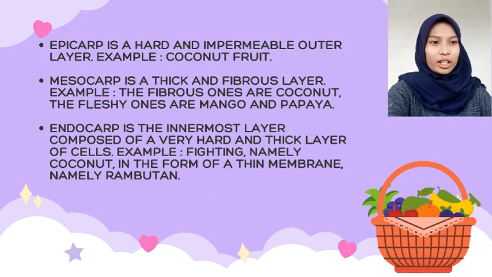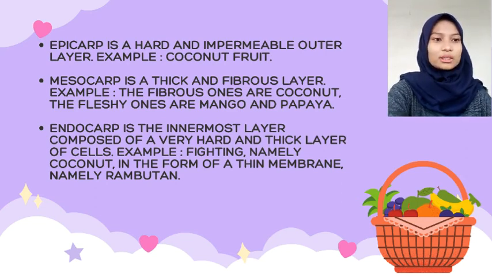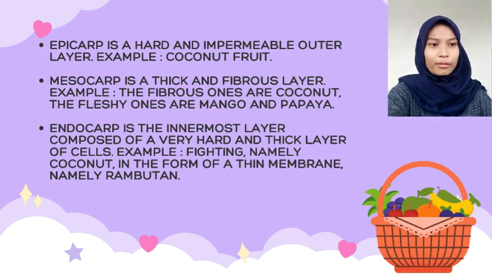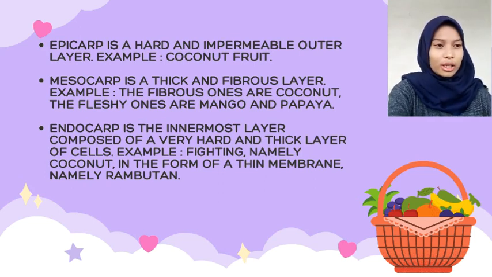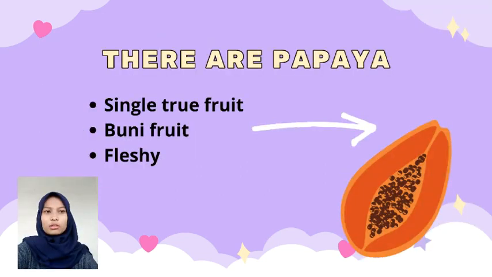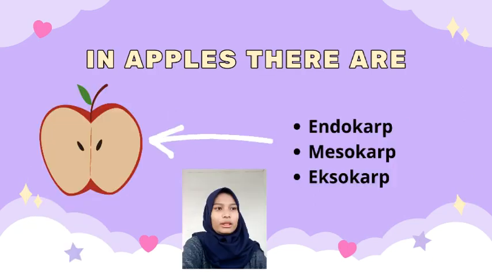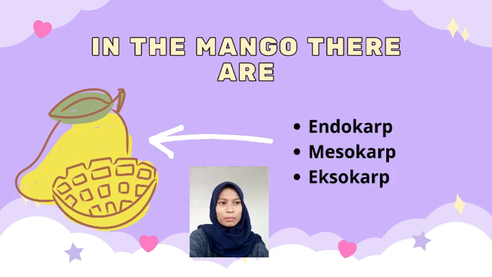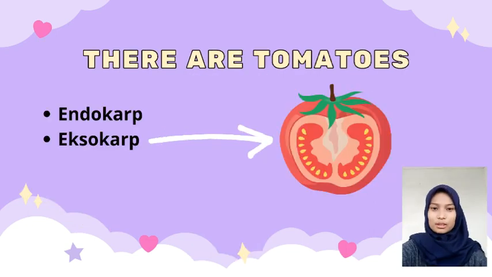Mesocarp is a thick and fibrous layer. Example, the fibrous ones are coconut. The fleshy ones are mango and papaya. Endocarp is the innermost layer composed of a very hard and thick layer of cells. Example, stone fruit, namely coconut, in the form of a thin layer. Examples of fruit anatomy: there are papaya, there is a cucumber, in apples there are, in mango there are tomatoes.